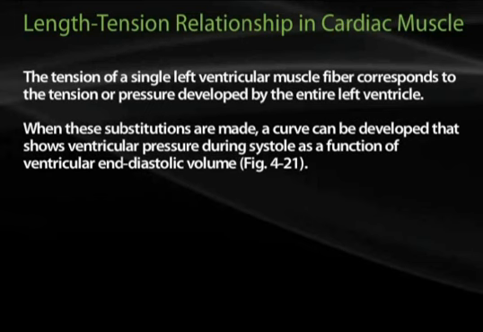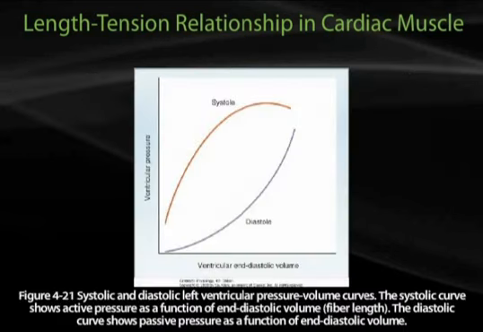The tension of a single left ventricular muscle fiber corresponds to the tension or pressure developed by the entire left ventricle. When these substitutions are made, a curve can be developed that shows ventricular pressure during systole as a function of ventricular end-diastolic volume. This can be seen on figure 4-21 on page 142. Figure 4-21 shows systolic and diastolic left ventricular pressure-volume curves. The systolic curve should only be looked at during systole, and the diastolic curve should only be looked at during diastole.